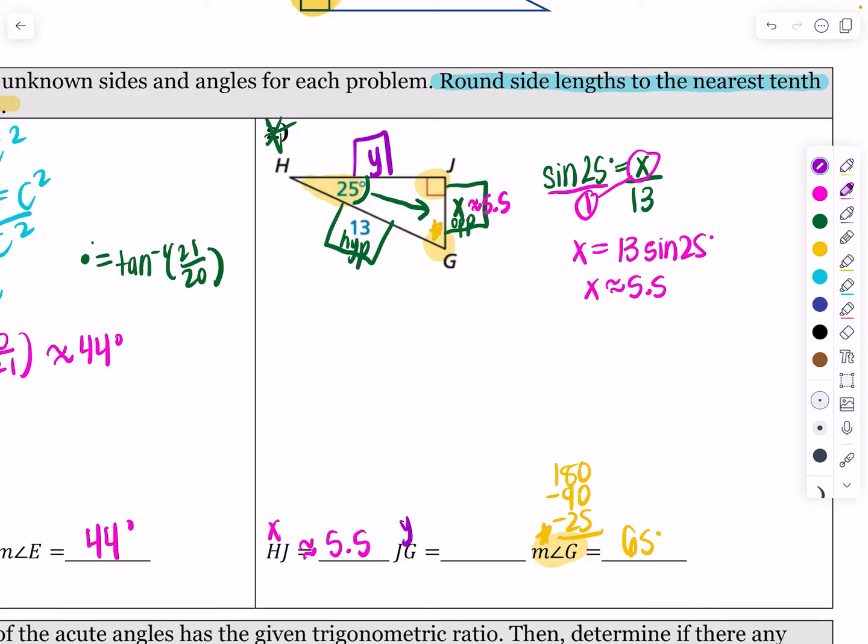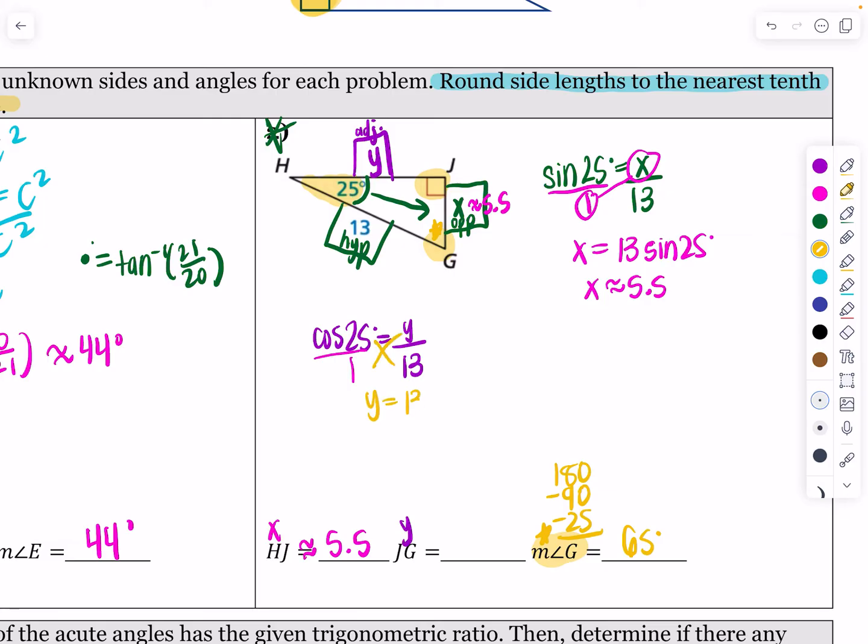So from 25 degrees, my hypotenuse is there, and my y is my adjacent. So what goes with adjacent and hypotenuse, if I'm just looking to solve for that purple piece? That's going to be cosine. So the cosine of 25 degrees equals adjacent, which is y, over hypotenuse, which is 13. Why did I do that instead of working with the 5.5 that I just found? Because the 13 was given, whereas I could have made a mistake on the 5.5. So that's just working smarter, not harder.